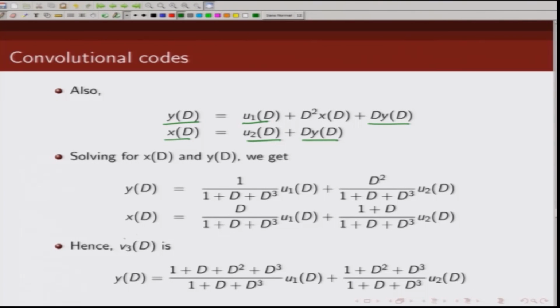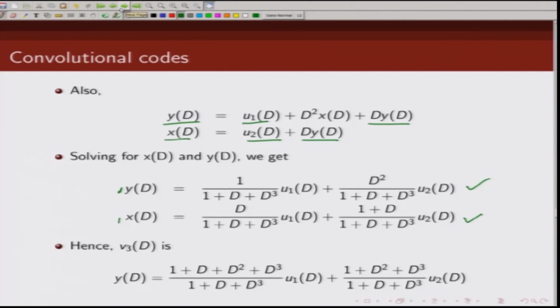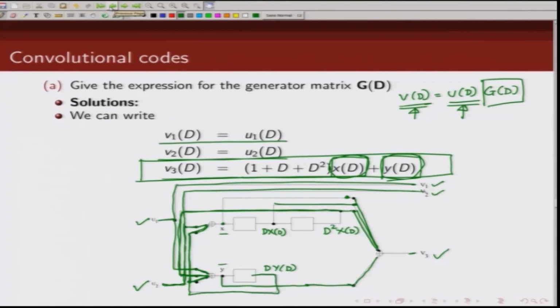So, if we solve this, what we get is y of d is given by this and x of d is given by this. Now, we plug these values of y of d and x of d into this expression of y3 of d. If we do that, we will get the expression of v3 of d. Okay. So, what we get is v3 of d is this times u1d plus this times u2 of d. So, now we are in a position to write the generator matrix.